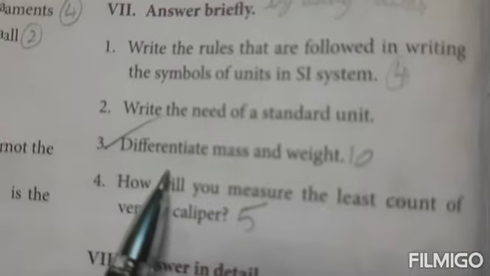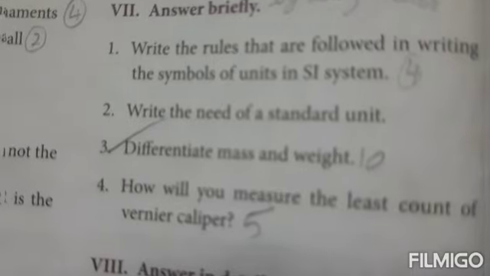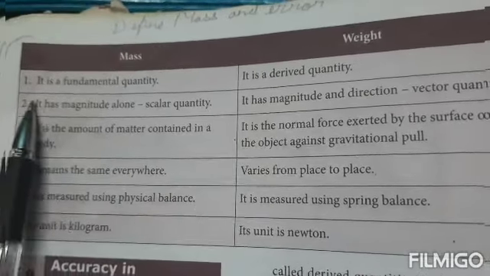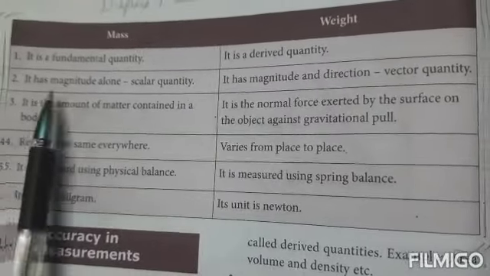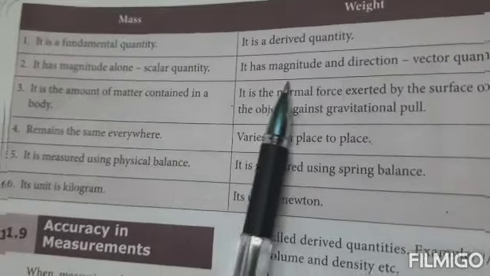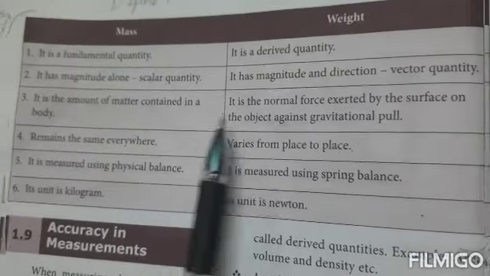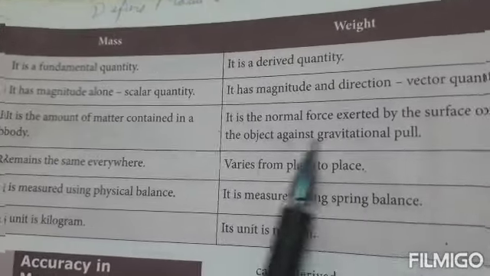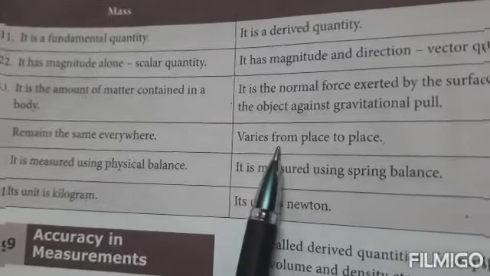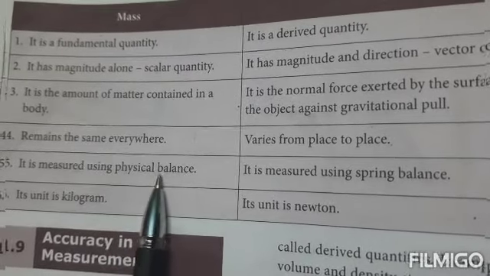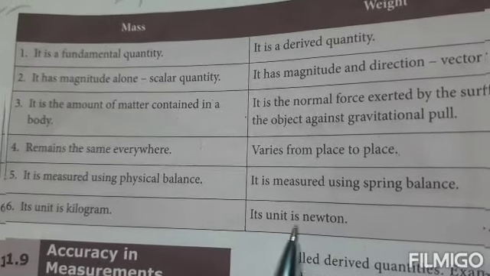Roman letter 7, third question, differentiate mass and weight. Page number 10. In this tabular column, first point, it is a fundamental quantity. It is a derived quantity. It has magnitude alone, scalar quantity. It has magnitude and direction, vector quantity. It is the amount of matter contained in a body. It is the normal force exerted by the surface on the object against gravitational pull. Remains the same everywhere, varies from place to place. It is measured using physical balance. It is measured using spring balance. Its unit is kilogram. Its unit is Newton.